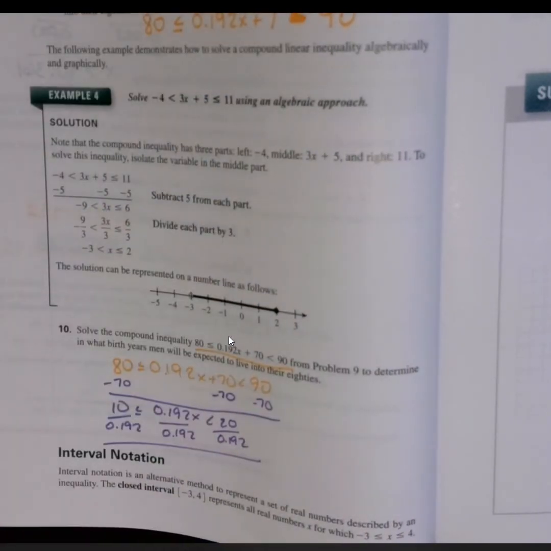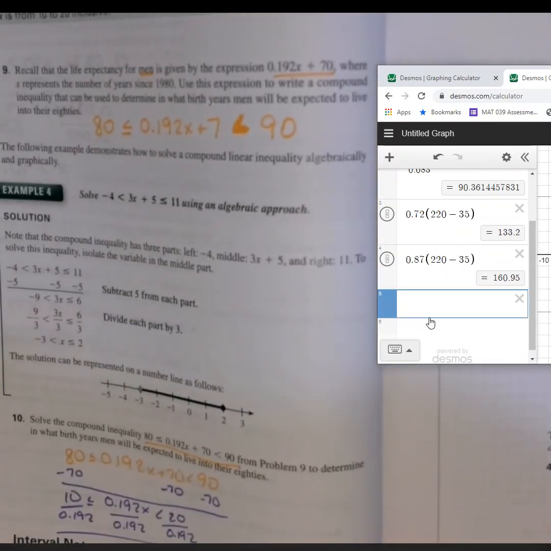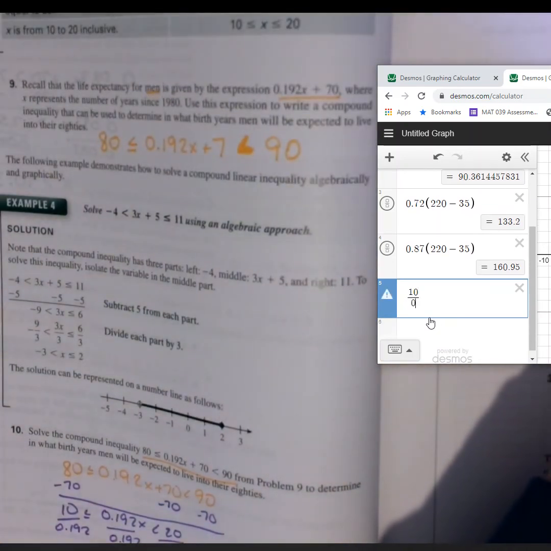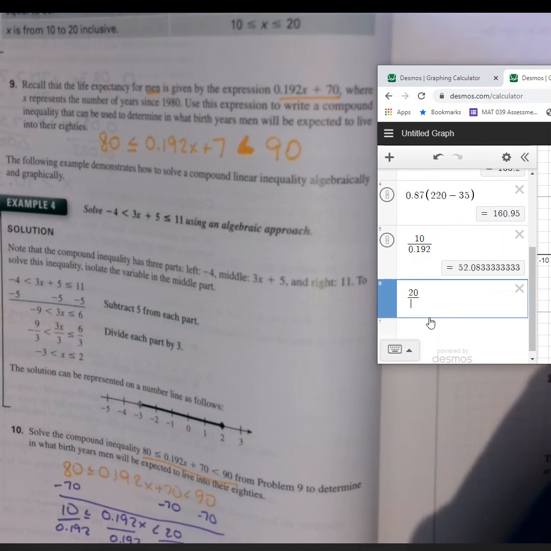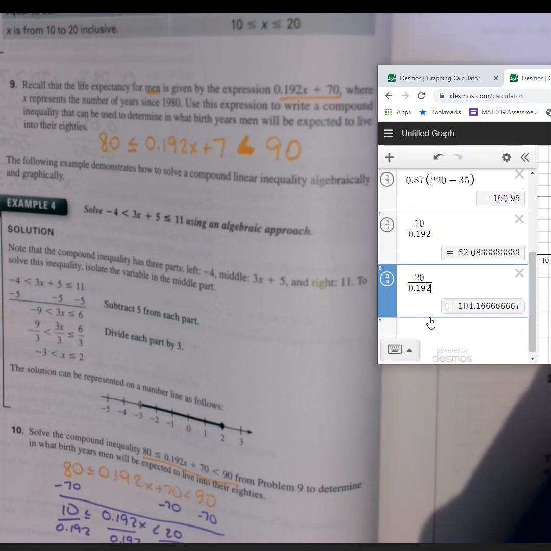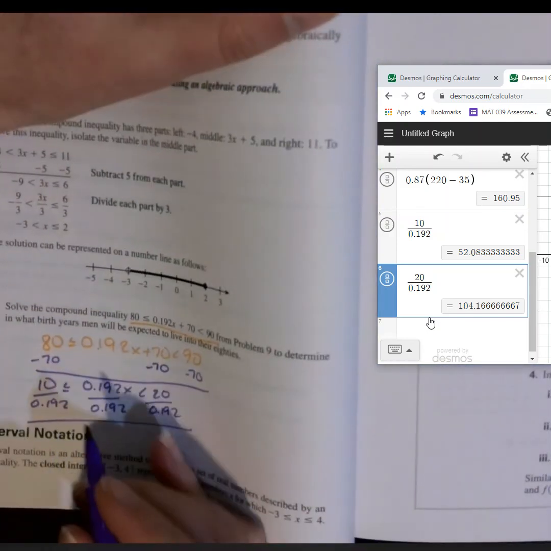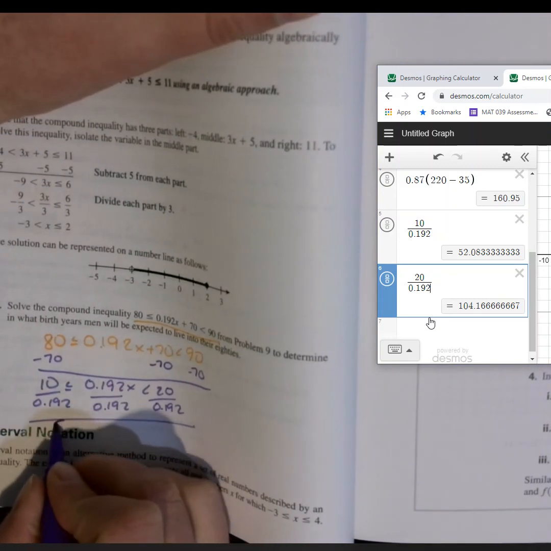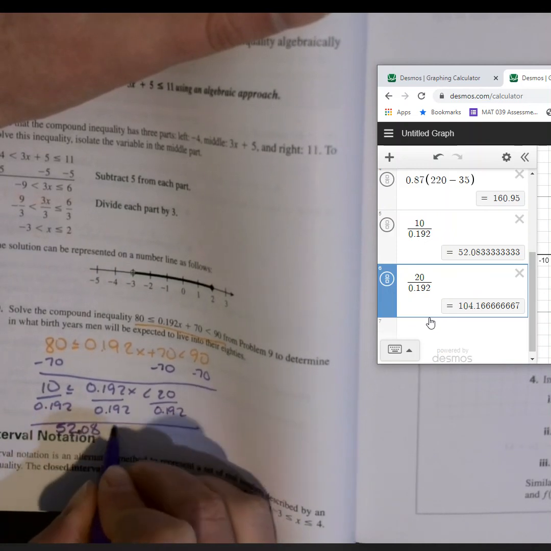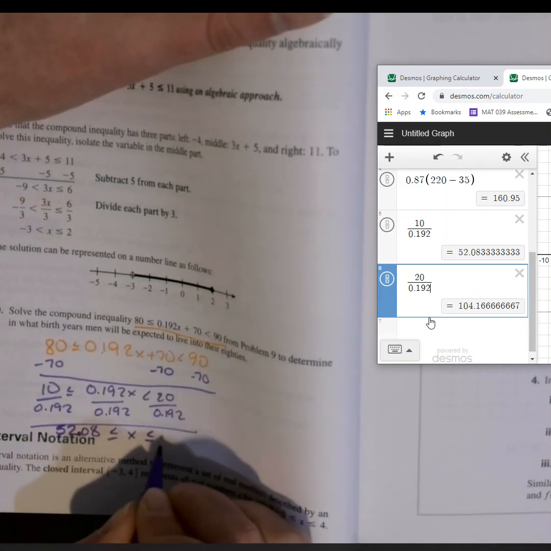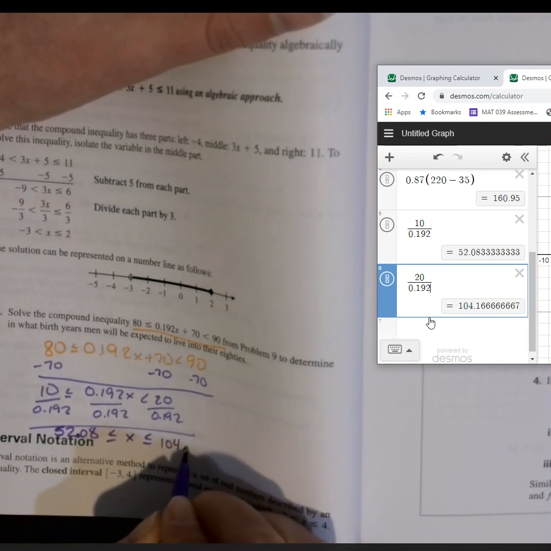Okay, need some calculator help here. We are taking 10 divided by 0.192, and then we also need to do 20 divided by 0.192. So that gives us 52.08 less than or equal to x less than or equal to 104.17. Okay.